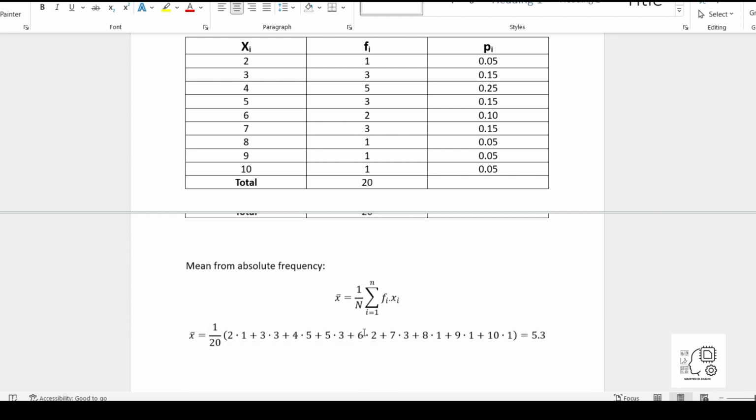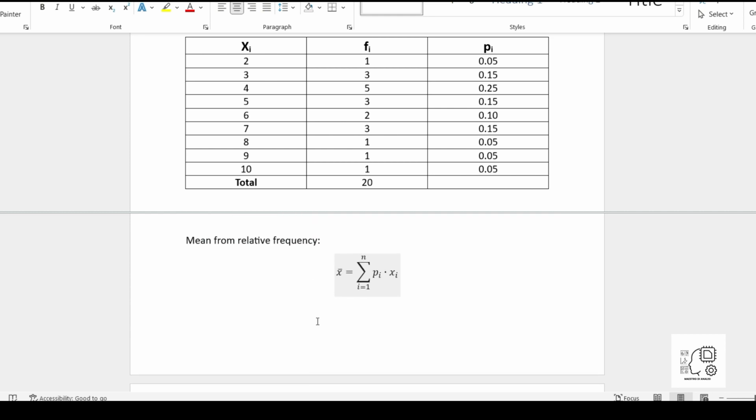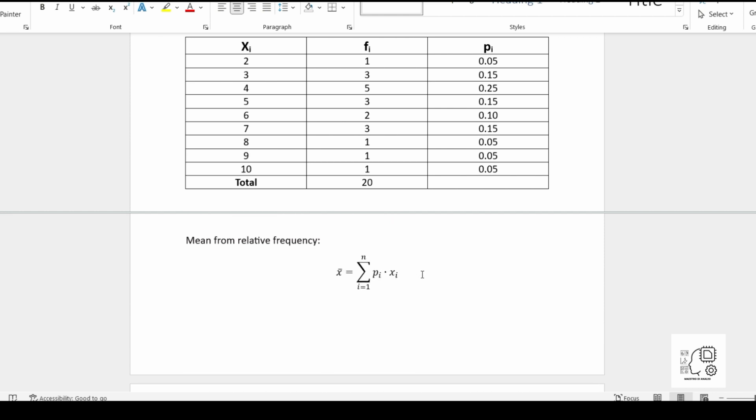And another formula is the mean from relative frequency. This is the summation of the data into the relative frequency. So what actually it is, 2 into 0.05 plus 3 into 0.15 plus 4 into 0.25, 5 into 0.15, and so on. So you see from both formulas we got the same result.